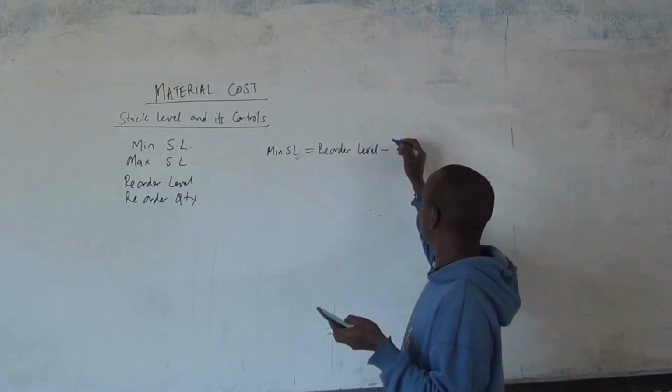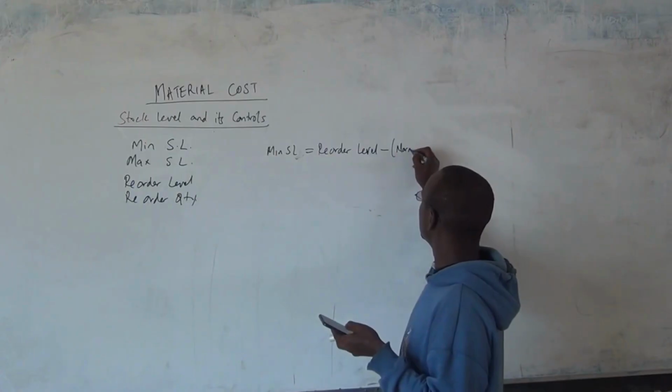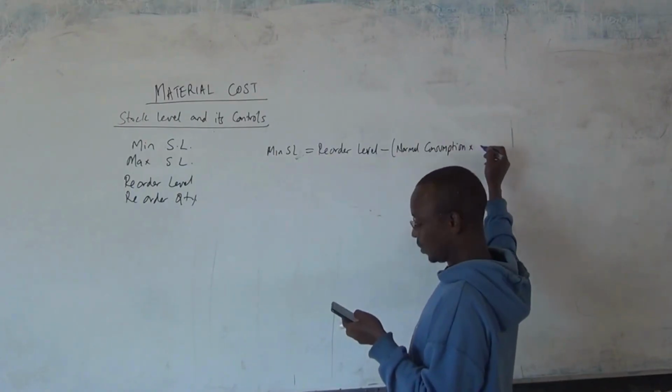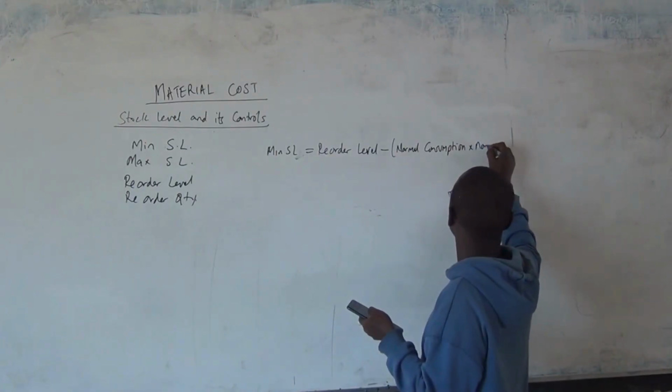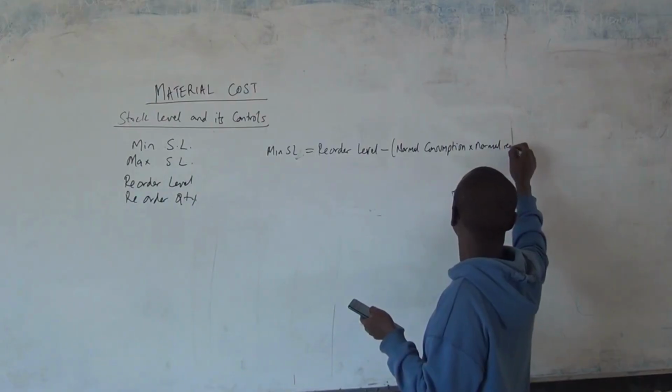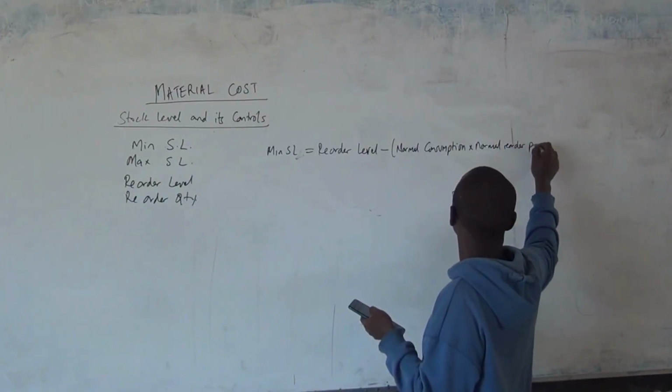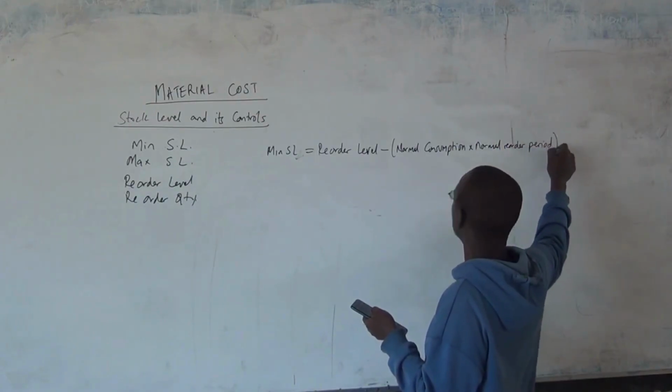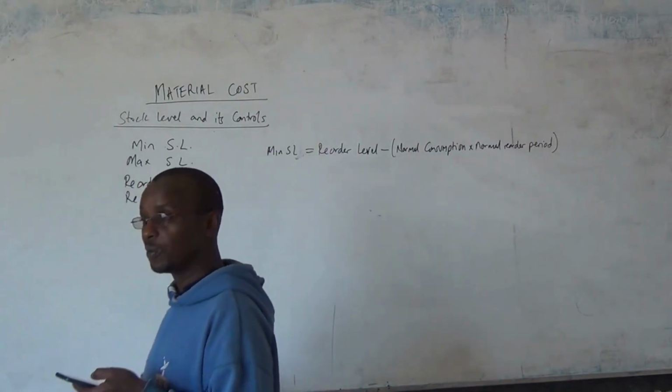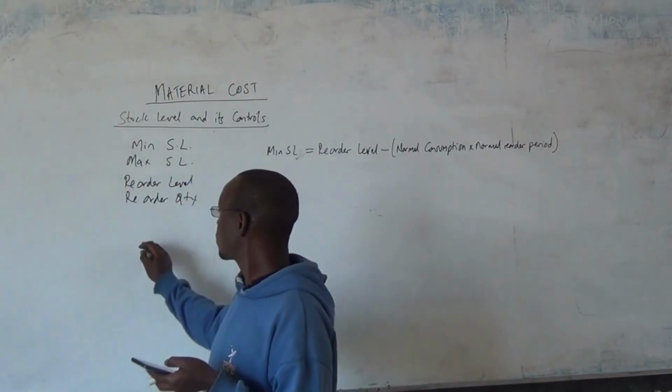So the minimum stock level, we can get it by having the reorder level minus normal consumption multiplied by normal reorder period. So this one will help you not to have what you call stock out.